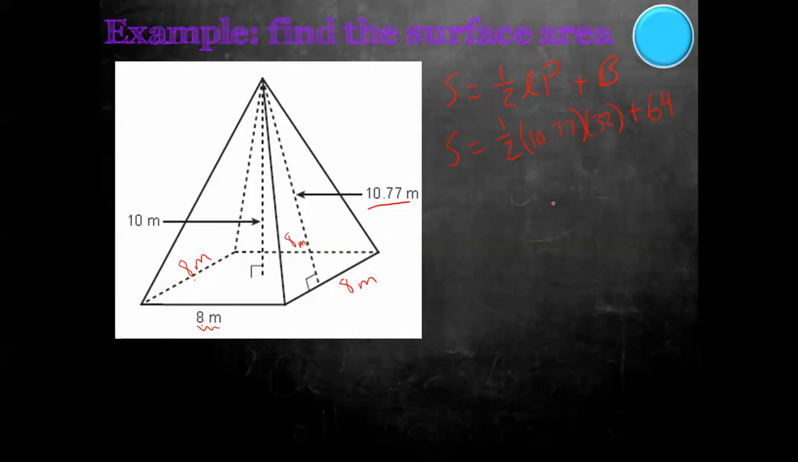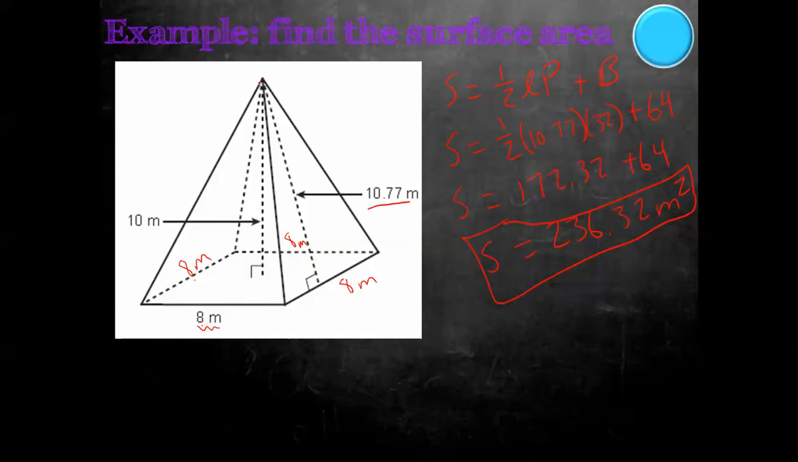So now we just want to take all these numbers and multiply them together and then add them after that. So 10.77 times 32, and then we want to divide that by 2. So we're going to get 172.32, and then we want to add that to 64, and that's going to be 236.32 meters squared. So that's the surface area of a square pyramid, okay?